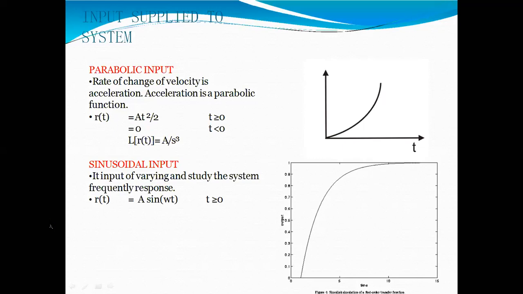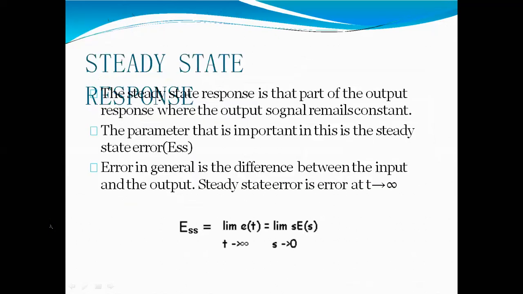We have the last one, the sinusoidal input. It is the input for studying the system frequency response. This last input is very important here. We will use this sinusoidal input on this particular time control system to obtain the time response analysis. So how we represent r of t is nothing but a sine omega t. Omega can also be represented as 2 pi f, so therefore it becomes a sine 2 pi f t, for t greater than or equal to 0.